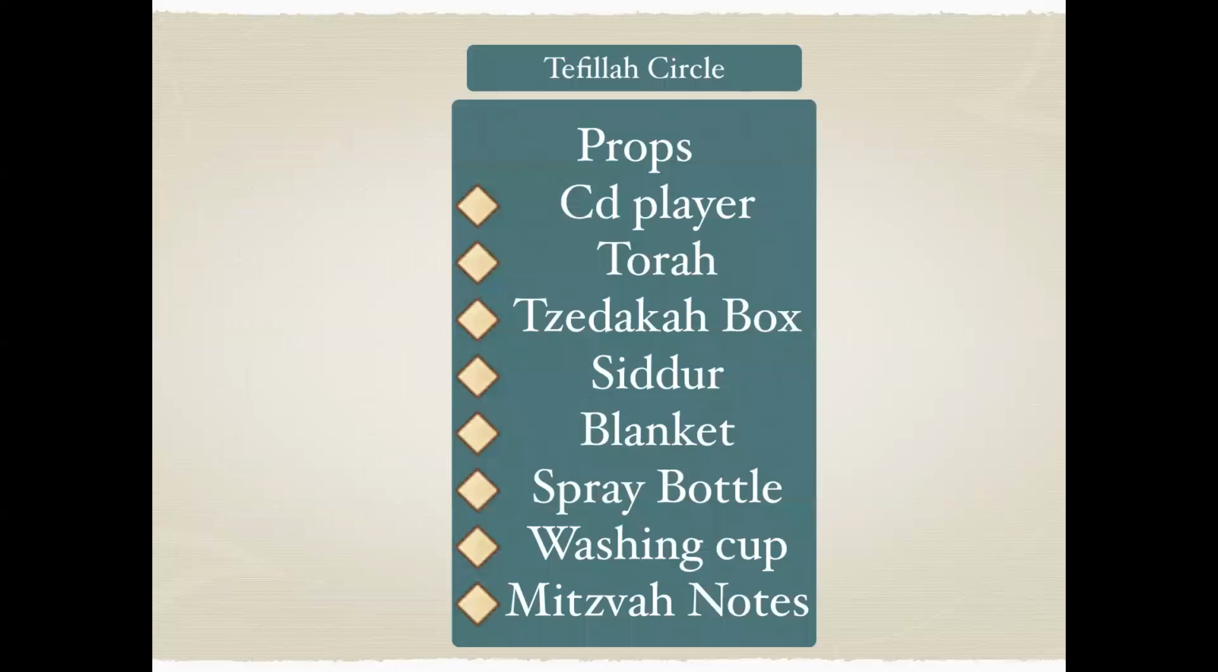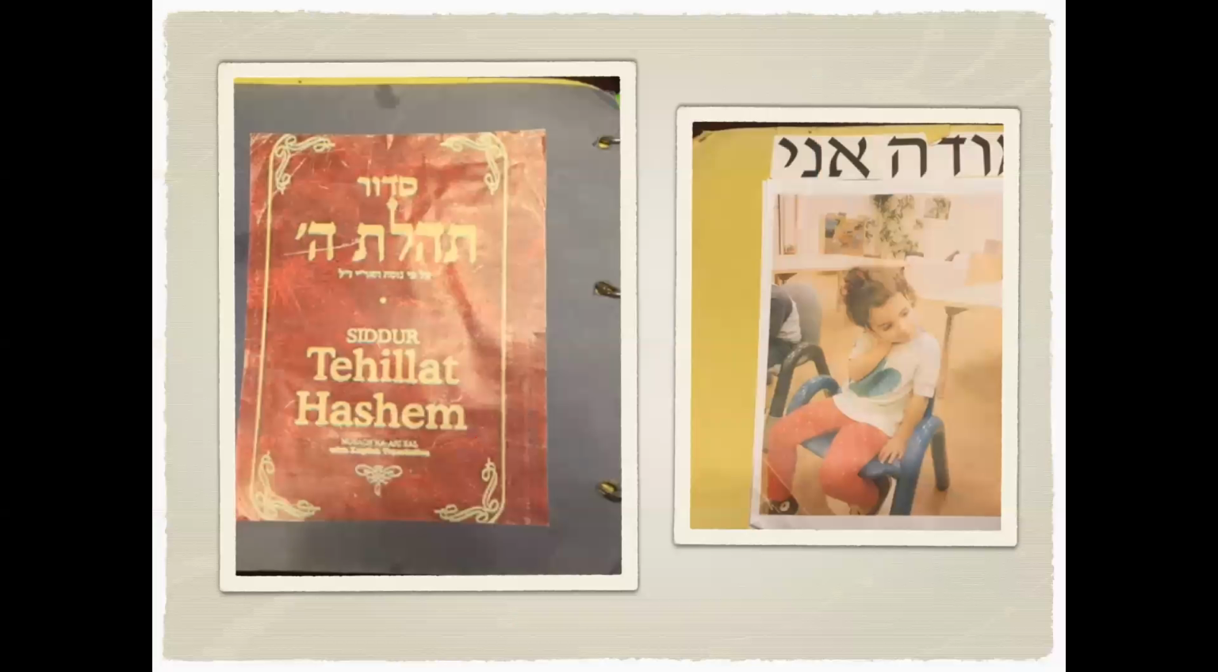So here's some really great props to have during your Tefillah circle. A CD player, a Torah, a tzedakah box, a siddur, a blanket, spray bottle, washing cup, mitzvah notes. These are all fantastic props. I'm going to walk through every single one and show you how you can optimize it or channel it to work for your specific school.